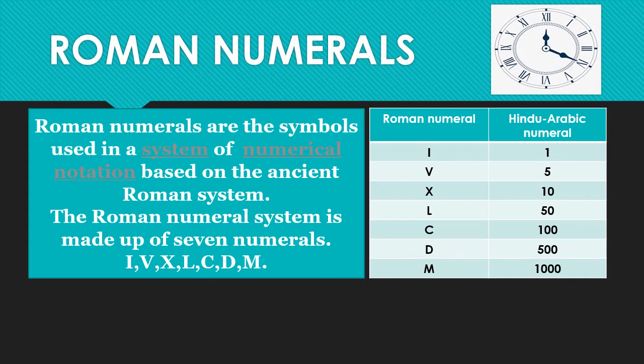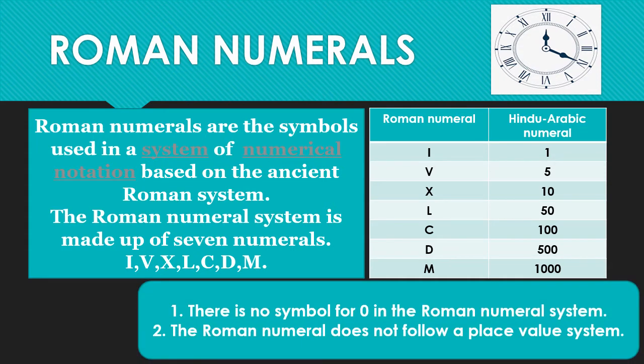Symbols for Roman numerals and Hindu-Arabic numerals. I stands for 1, V stands for 5, X stands for 10, L stands for 50, C stands for 100, D stands for 500, M stands for 1000. Important note: there is no symbol for 0 in the Roman numeral system. The Roman numeral system does not follow a place value system.